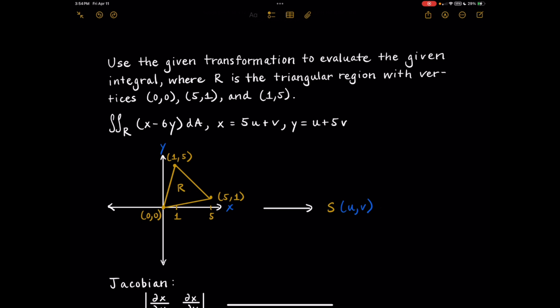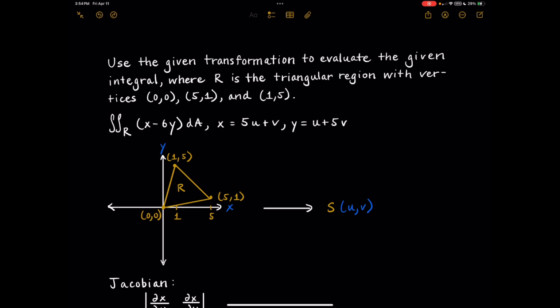So off camera, I went ahead and sketched this region R with its vertices, and R is on the xy plane, and we're going to transform this region R into a new region S, but this region S will be of the coordinate system UV. So with that out of the way, let's get started.